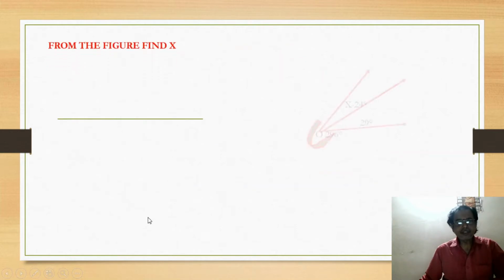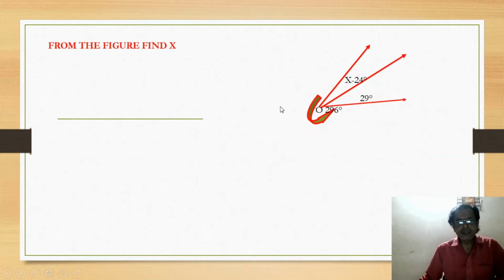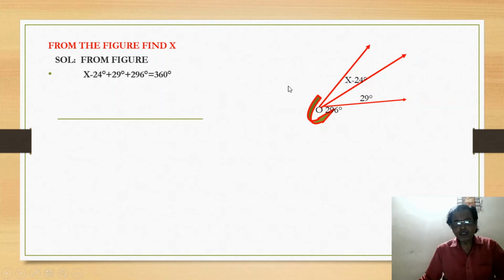Now next, see this figure, children. Here from the figure, x minus 24 plus 29 plus 296 is altogether equal to 360 degrees. Why? Because the angle around a single point is always 360 degrees. That's why from this figure we can write this equation, due to the complete angle.